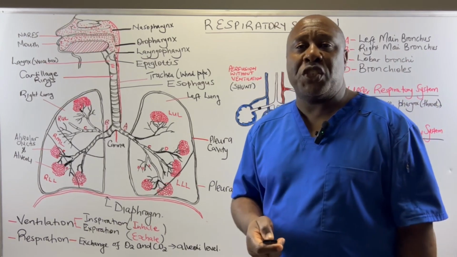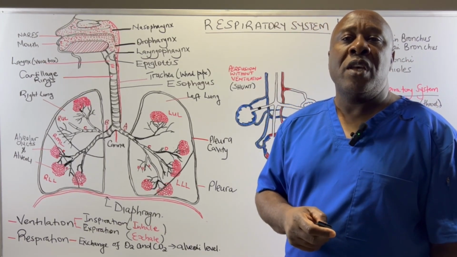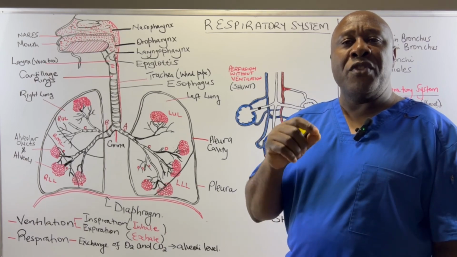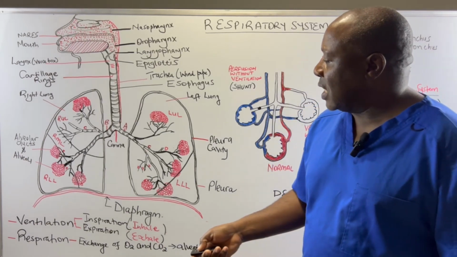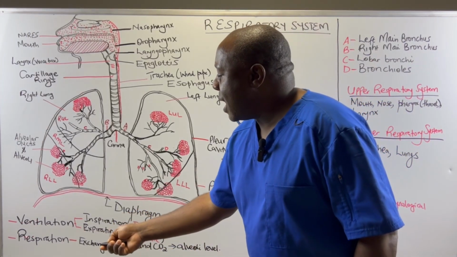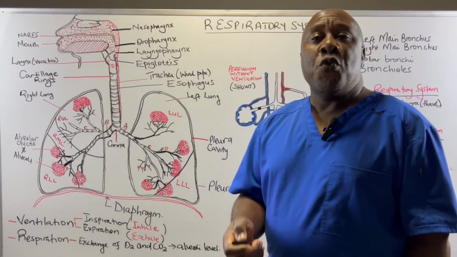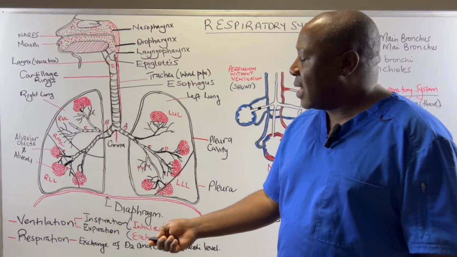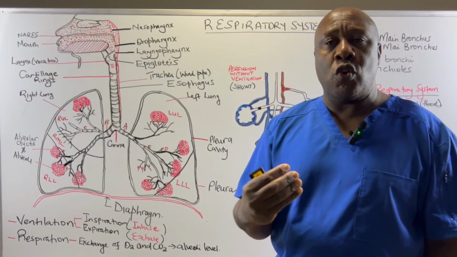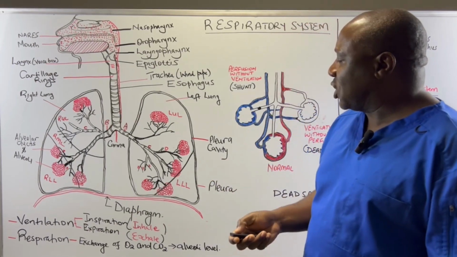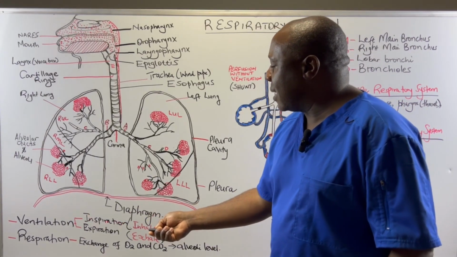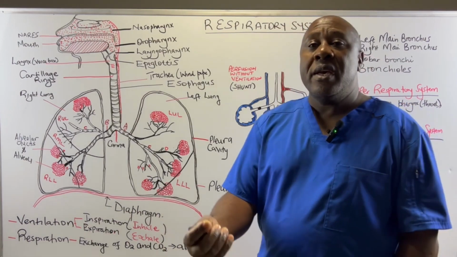Now, the major function of the respiratory system is to move air in and out of our bodies. And this movement of air is achieved through the processes of ventilation and respiration. Ventilation refers to the movement of air in and out of our lungs. And this is achieved through the processes of inspiration and expiration.